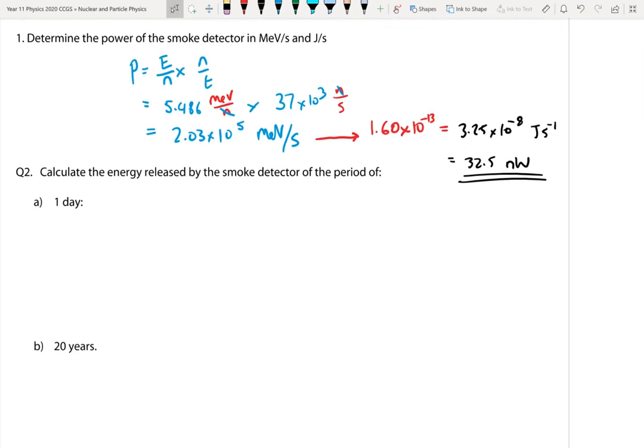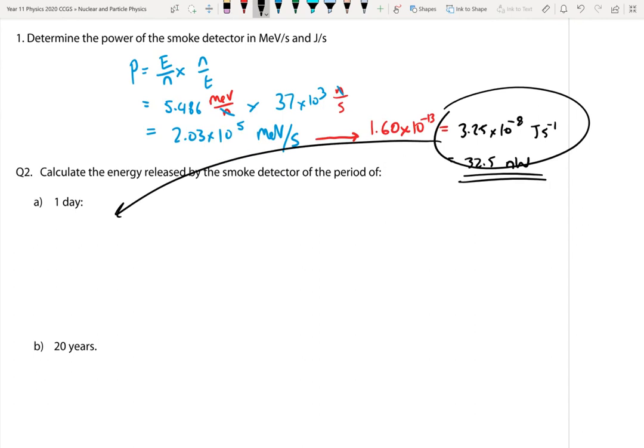So now we've got that power. Let's just keep that power and then come down here and go energy is power times time. We've got that in our data sheet. In the events per second, the first equation, it's 37 times 10 to the 3 instead of 3.7 times 10 to the 4. Ah, okay.